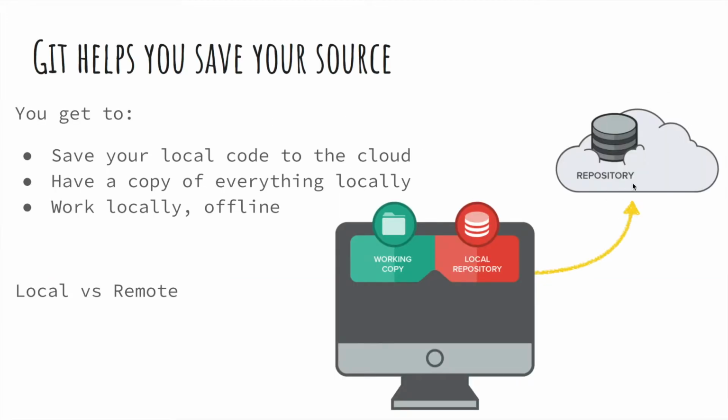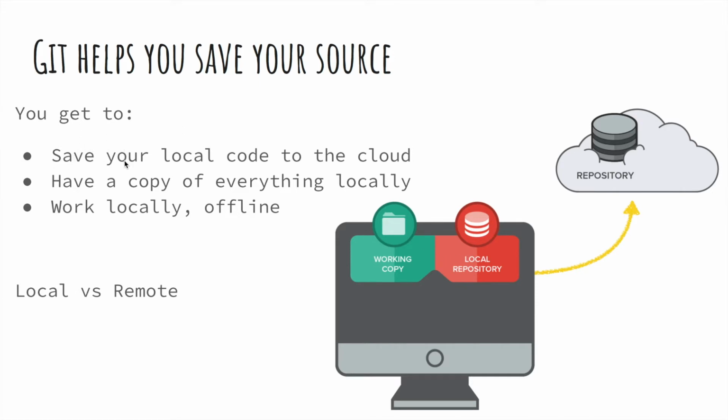First, there's this fancy word over here called a repository. This just means a place to put stuff. Think of it as your closet or your drawer where you just put everything, okay? You got a local repository and a working copy inside of Git. We'll figure out what those mean in a minute.